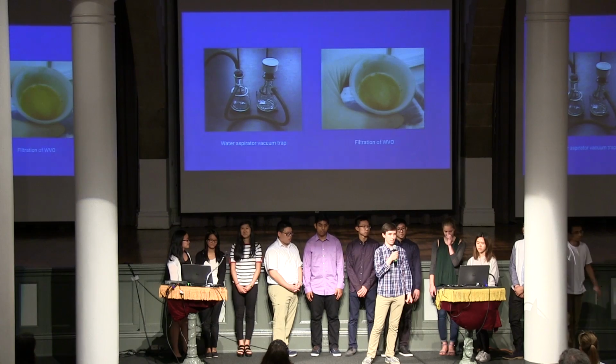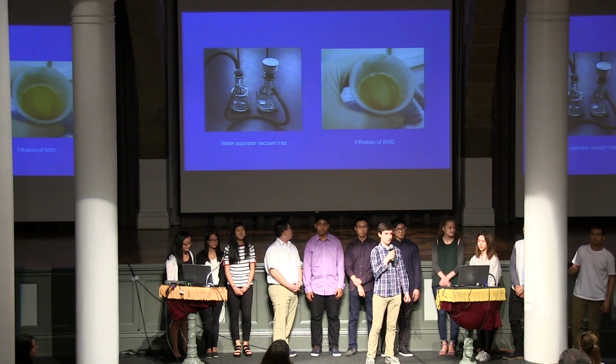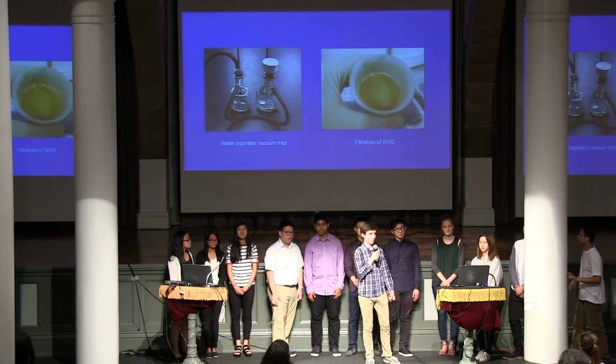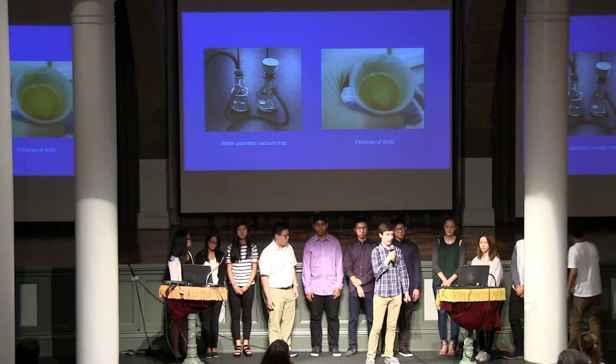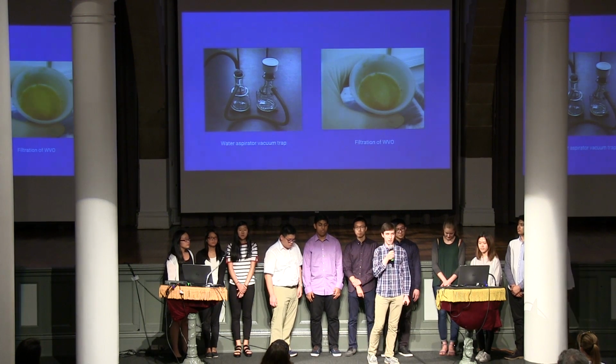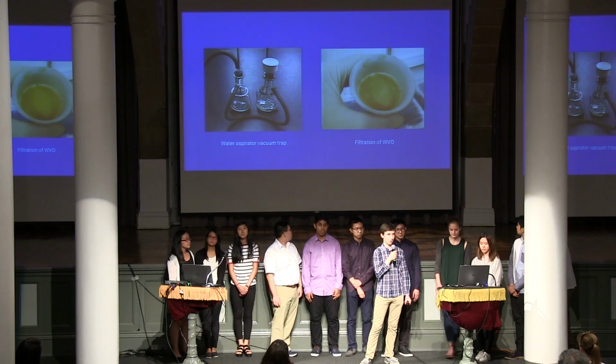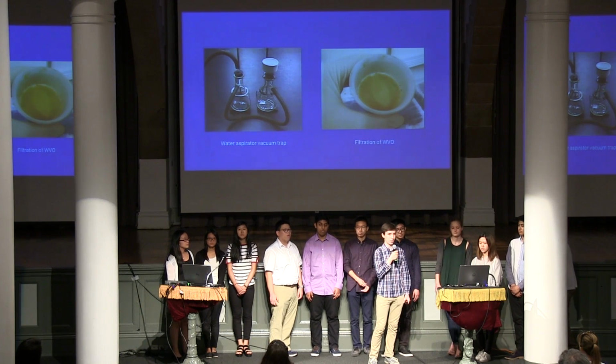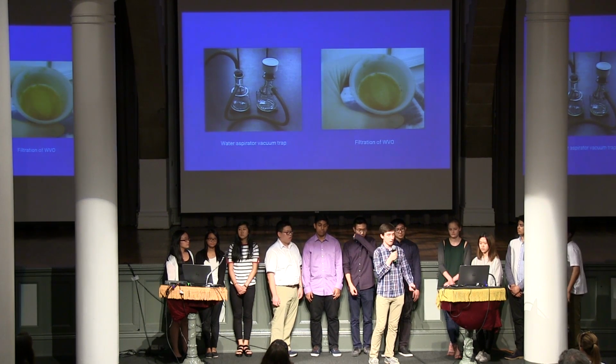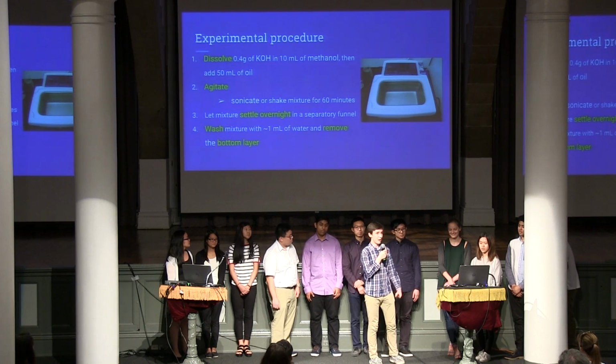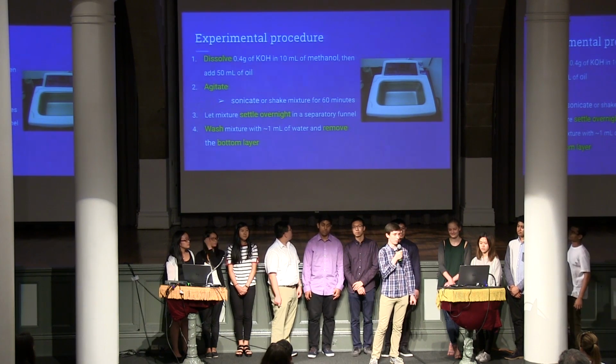So we filtered it by using a water aspirator vacuum trap, which creates a vacuum that pulls our oil through a filter. And as you can see in the photo on the right, we ended up with a thick layer of gunk that came from the oil. And this, by the way, is what you have on your French fries. And so now we could actually convert our oil into the biodiesel.